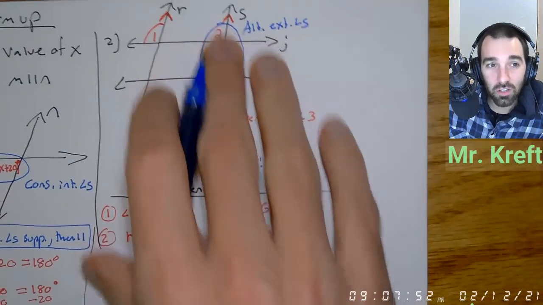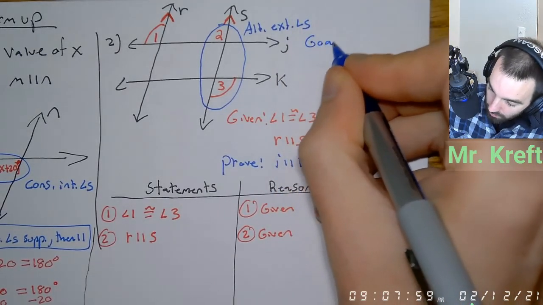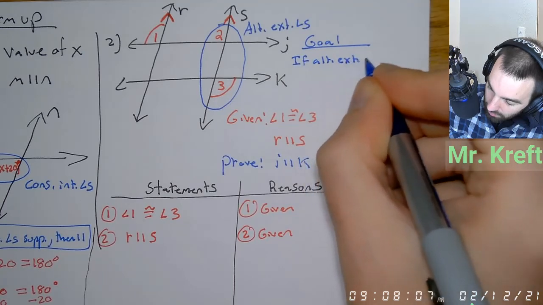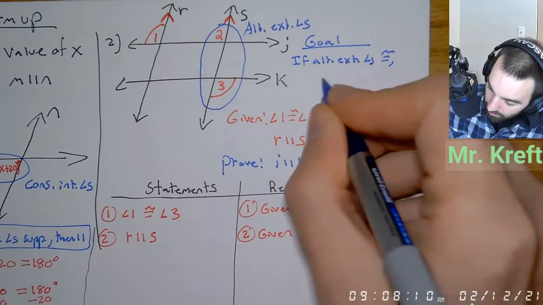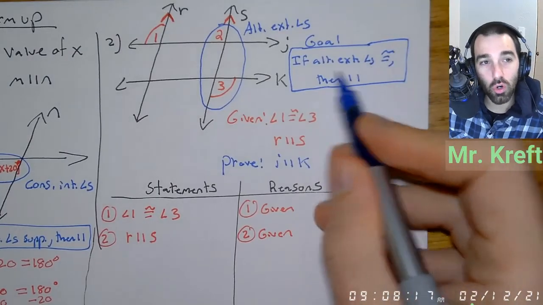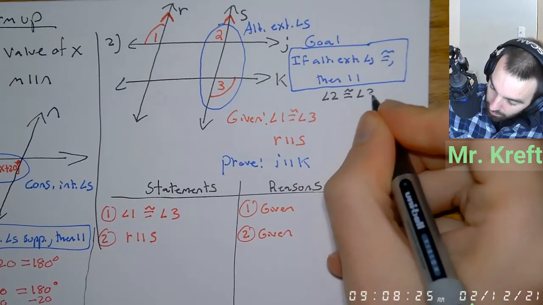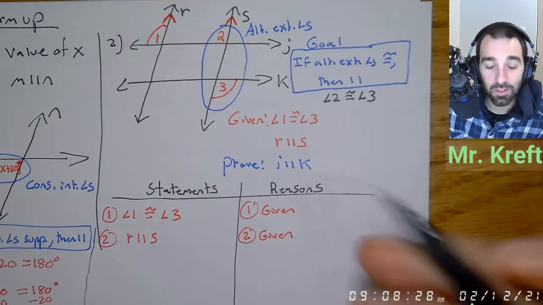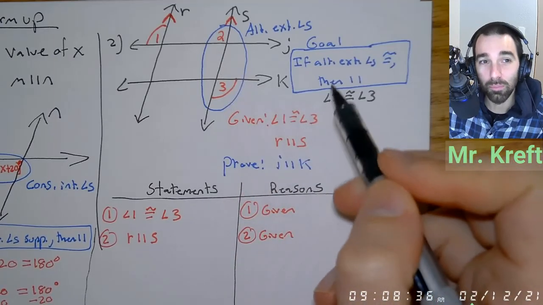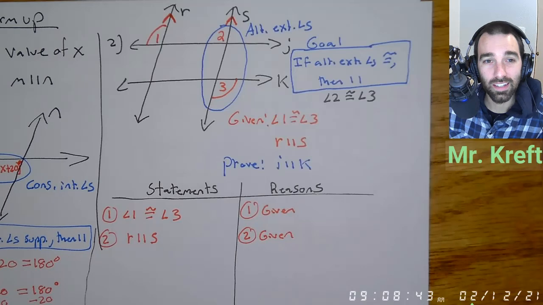Okay, so I have this angle relationship that connects line J and line K. So my goal here is: if alternate exterior angles are congruent, then parallel lines. If I can show that these angles are congruent, that is, if I can show angle 2 is congruent to angle 3, then I have parallel lines. And if I have parallel lines, that's my proof. To prove this, I just need to show that these two angles are congruent because they're alternate exterior. And if alternate exterior angles are congruent, then lines are parallel. So I got my work cut out for me.